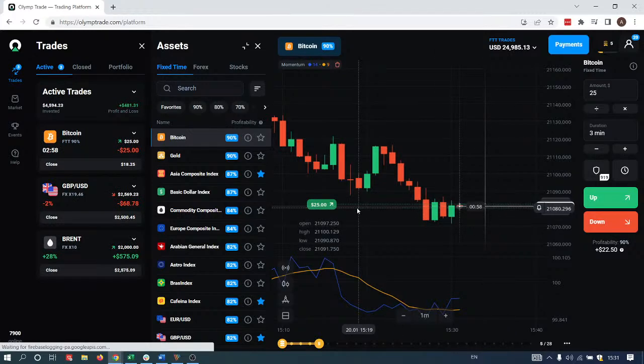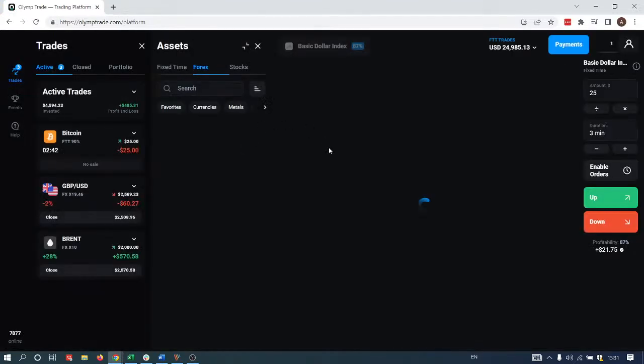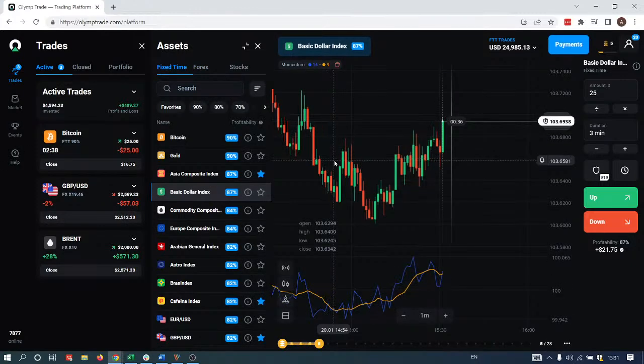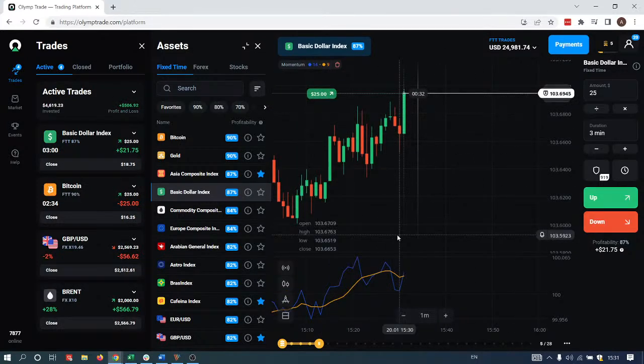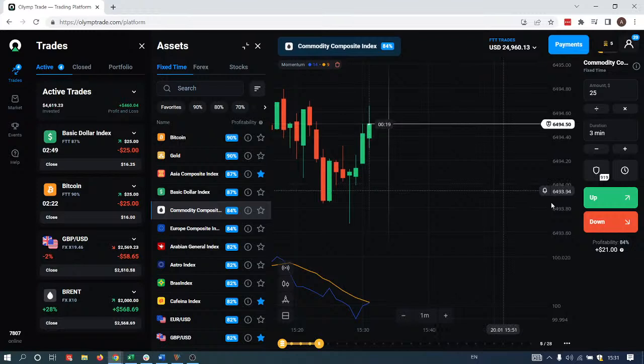All right, so going back to some of the assets. So Bitcoin, basic dollar index. Okay, let me reload the platform. All right, now it's loading. Basic dollar index, yes, another fresh signal. The blue line crosses the orange line in the upwards direction, and that is basically the signal. Commodity composite index. Yes, that's a nice signal as well.